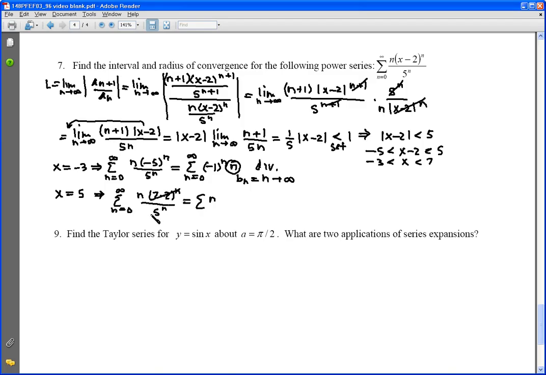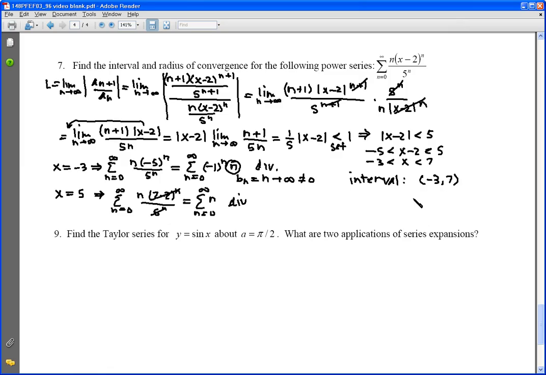These guys cancel. This is just the summation of n from n equals 0 to infinity, and that guy diverges too, because terms don't go to 0. Here terms go to infinity, which is not equal to 0. Okay, so both of these pieces diverge. So your interval of convergence then does not include either of the endpoints. It's negative 3 to 7.